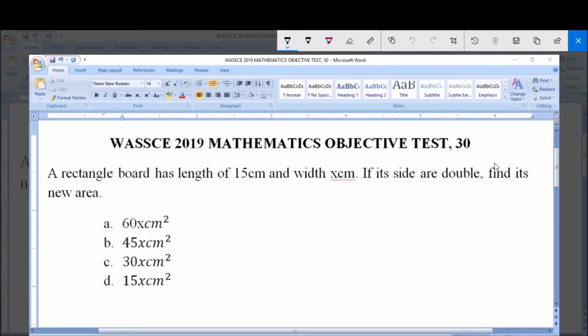Today we'll be doing WASSCE 2019 Mathematics Past Question 30. It says a rectangular board has a length of 15 centimeters and the width is x centimeters. If they are doubled, find the new area.